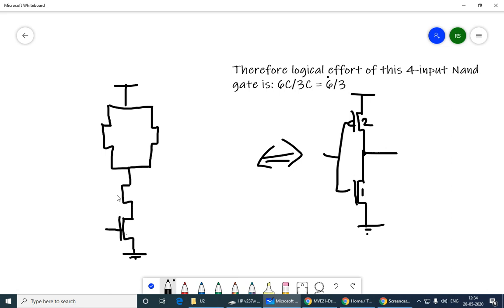Put the sizes, always be the sizes. So we can put any sizes. Okay, let me try something a little different. Instead of this unit inverter size, I will put some other sizes this time.